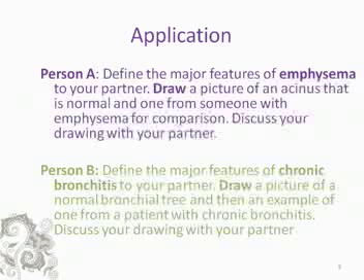Person B, define the major features of chronic bronchitis to your partner. Draw a picture of the normal bronchial tree. Then give an example of one from a patient with chronic bronchitis. So comparing and contrasting normal versus a chronic bronchitis situation in person B, and in person A, looking at normal versus an emphysema patient with respect to the acinus.